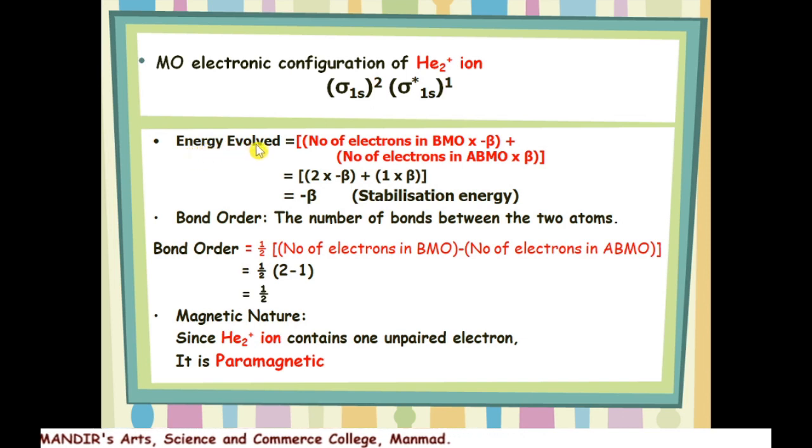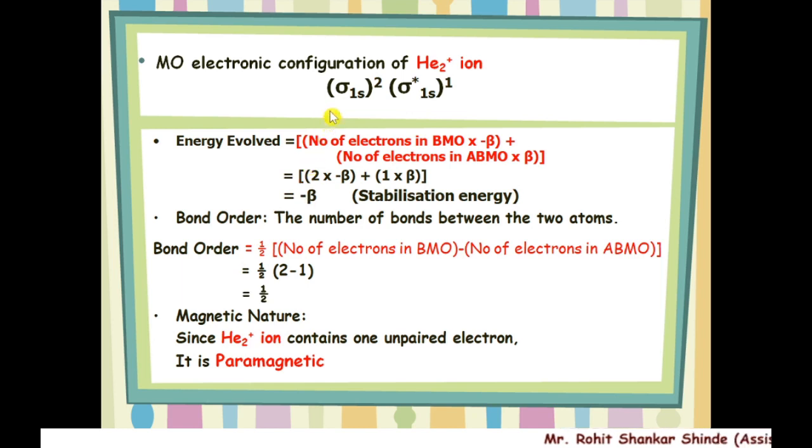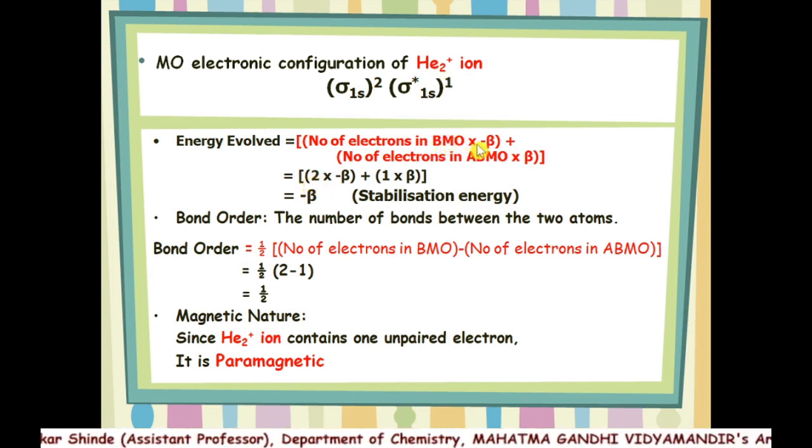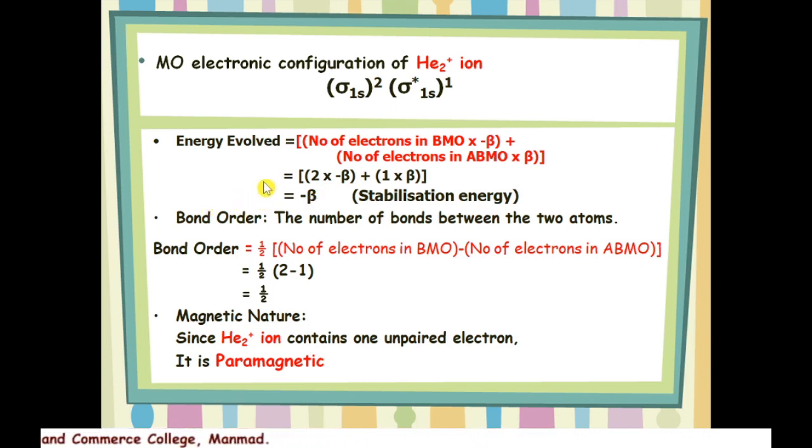Now let us calculate the energy evolved during formation of this molecule. It can be calculated using this formula. We will directly put the values in the given formula. The number of electrons in BMO is equal to 2 and the number of electrons in ABMO is equal to 1. So 2 into minus beta plus 1 into plus beta. So it becomes minus beta, and hence the energy evolved during the formation of He2 plus ion is minus beta, which is a stabilization energy.